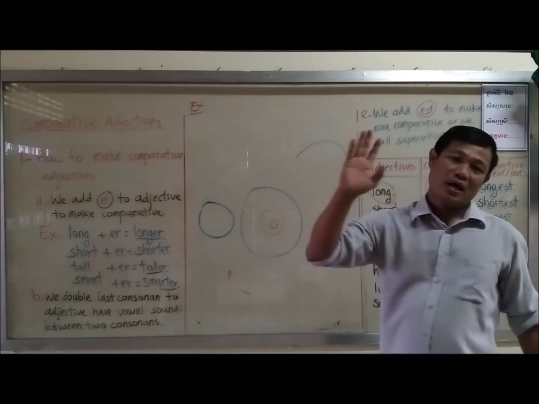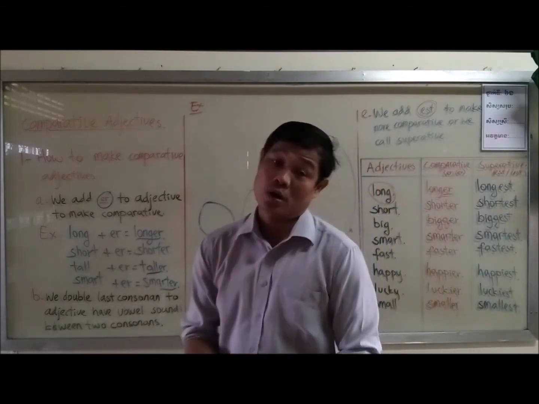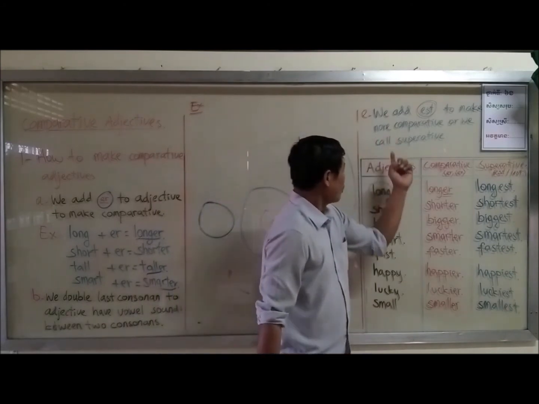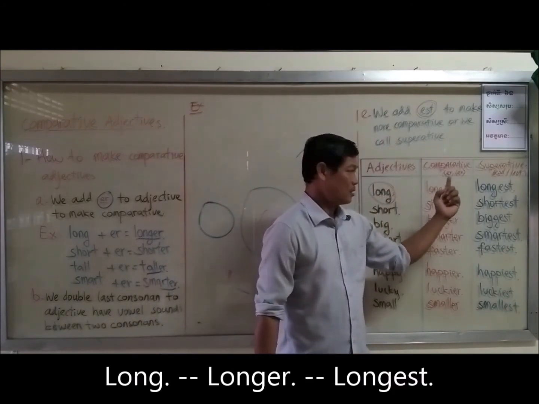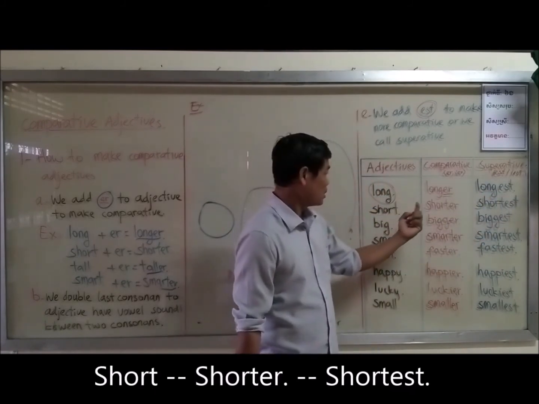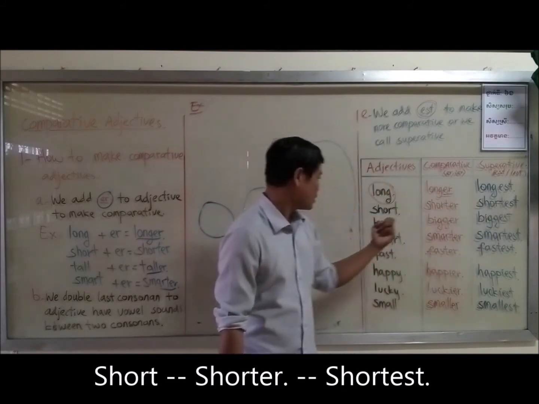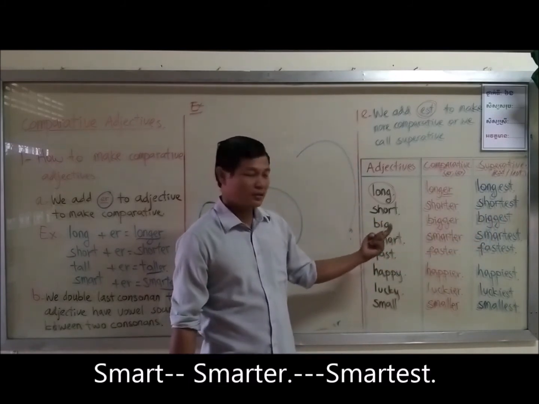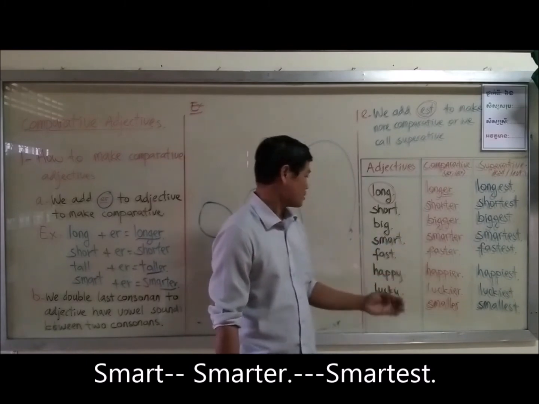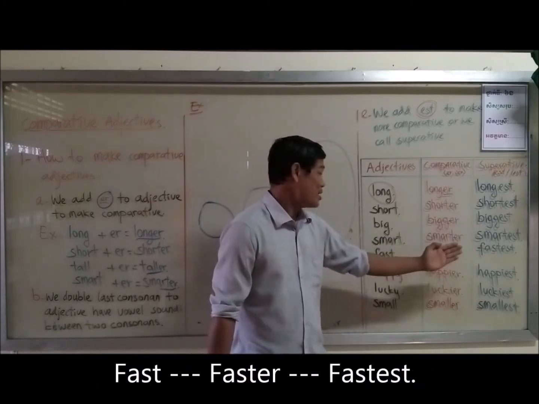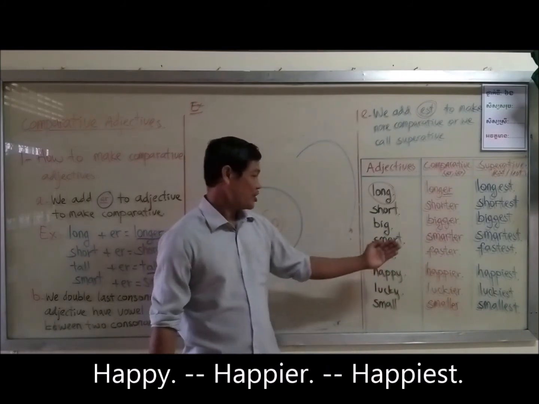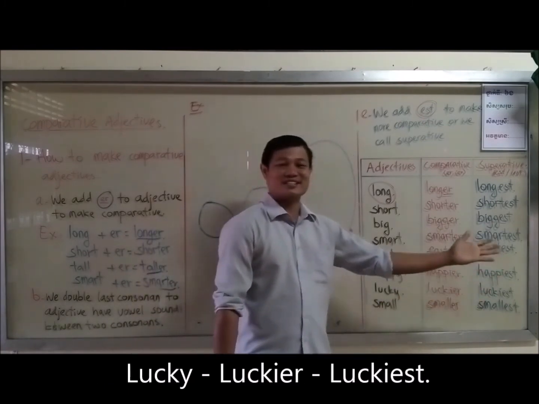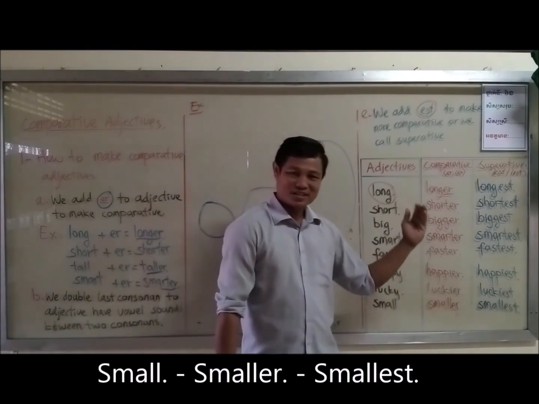We're going to learn more in our unit next day. Okay, now let's read again. Long, longer, longest, short, shorter, shortest, big, bigger, biggest, smart, smarter, smartest, fast, faster, fastest, happy, happier, happiest, lucky, luckier, luckiest, small, smaller, smallest.